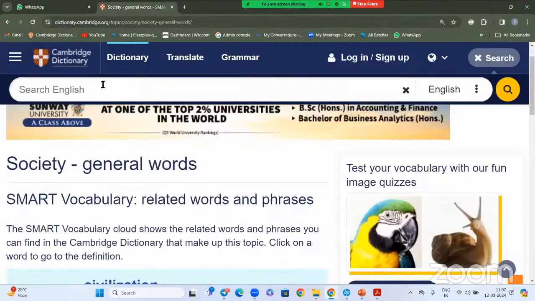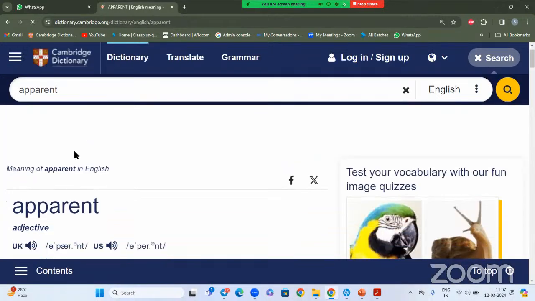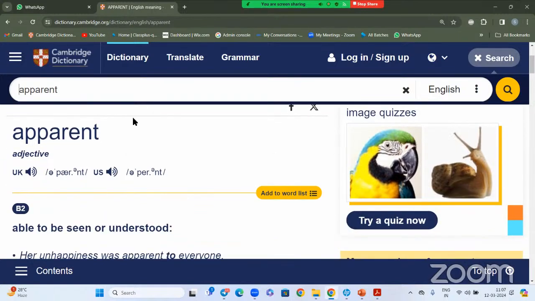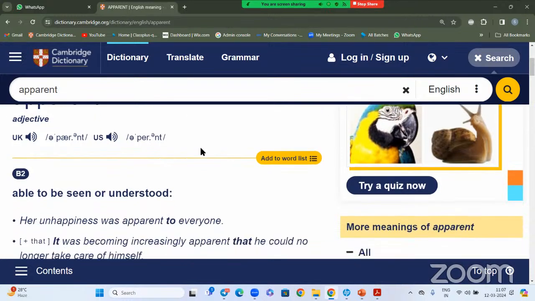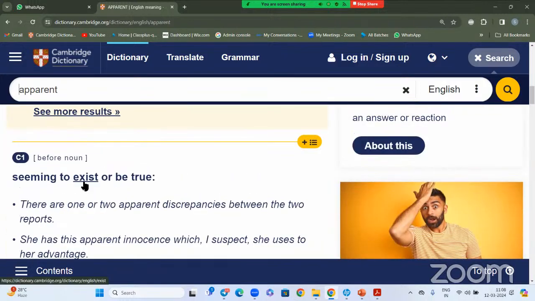I'll take you again to the dictionary. Apparent. I told you words are very, very important. It is B2: able to be seen or understood. By whom? By the people. Apparent means very clearly understood. Her unhappiness was apparent to everyone. Increasingly, that means people can see it, seen or noticed by everyone. Then C1: seeming to exist or be true.